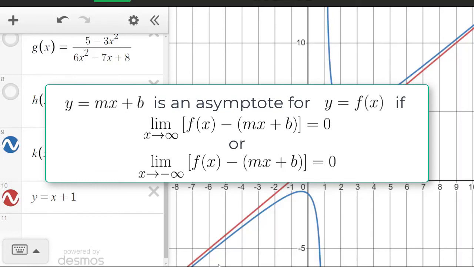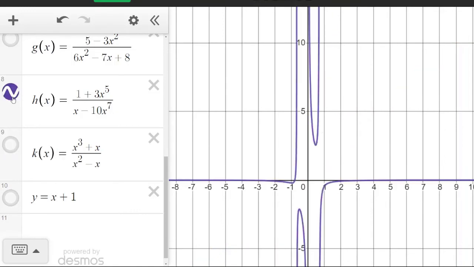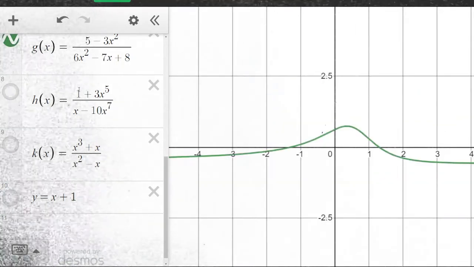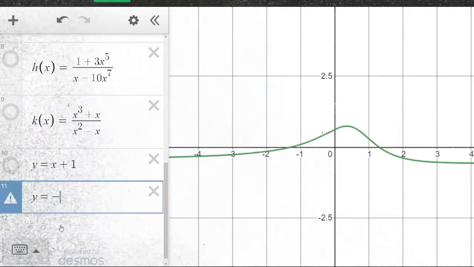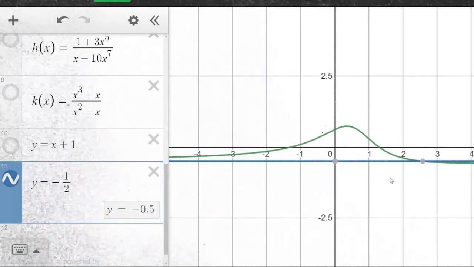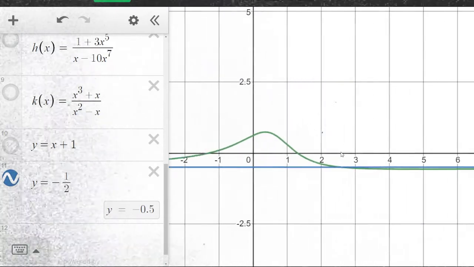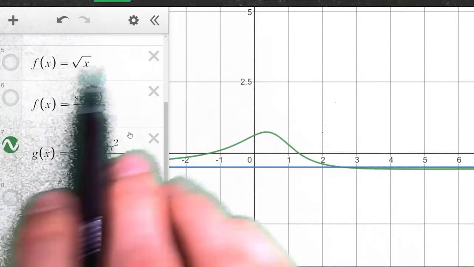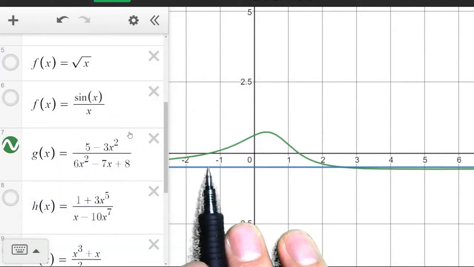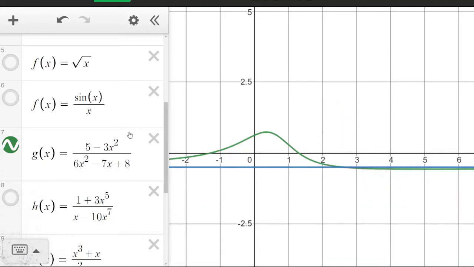Now, if we go back, I want to point something out here. If we go back to the other functions we were looking at, with our earlier function over here, we looked at this one. Here, the line y equals negative 1/2 is our asymptote, right? And that's just equal to the limit of the function, right? The limit of this function here is negative 1/2, and so y equals negative 1/2 is a horizontal asymptote. If I take their difference, the limit of the difference will go to 0.